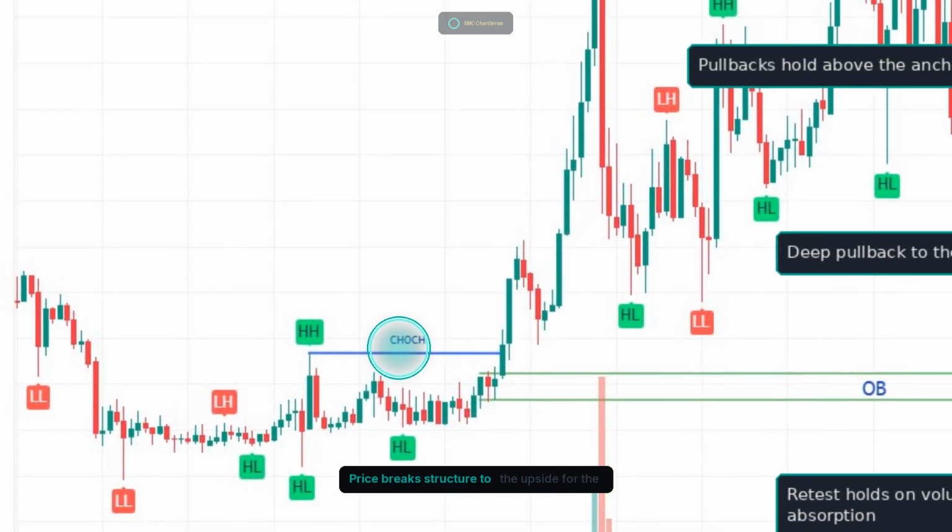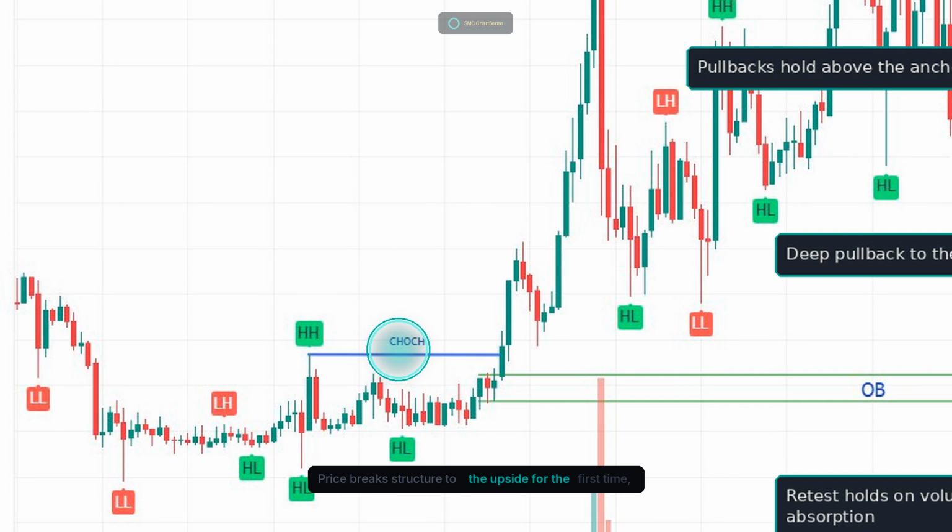Price breaks structure to the upside for the first time. The change of character, the first higher high in a bearish structure. This is the pivot of the chart. Before it, the bias was down. After it, the question is whether a new uptrend establishes. But it does something more useful than flip the bias. It marks the exact location where the turn happened. And that location is where the anchor forms.